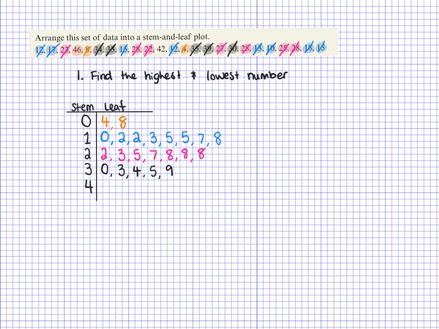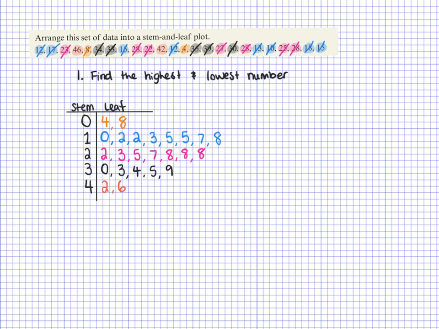I've already done the 46 in red, so I'll do the 42 in red as well. Adding those in, we've got 42 and 46. Alright, so we've successfully put all of those data into a stem and leaf plot.